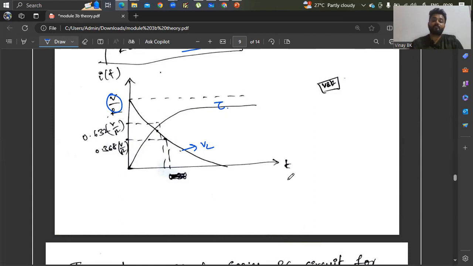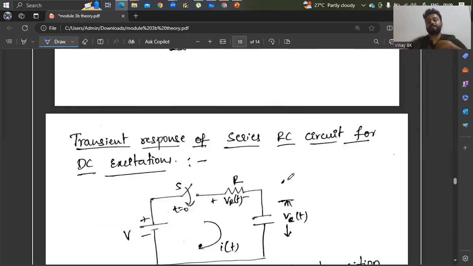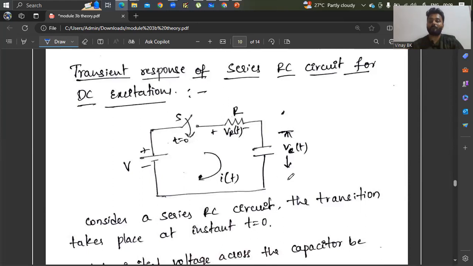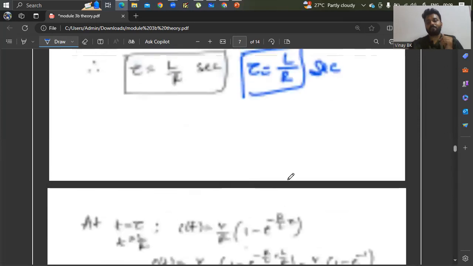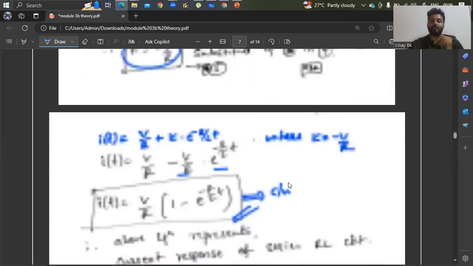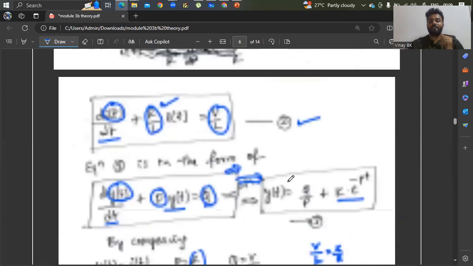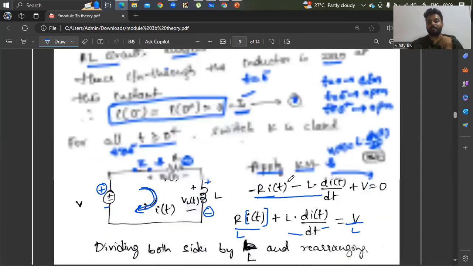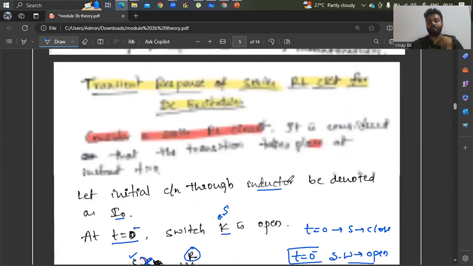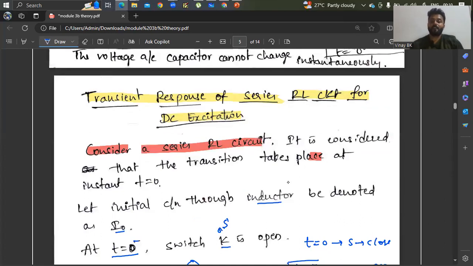Similarly, the next concept is the transient response of a series RC circuit for DC excitation. The procedure and methodology are the same. I hope you are understanding the previous concept. If you have any doubts, take a screenshot and try to practice. It is very easy and very important. They ask it many times in the examination, so it is important.